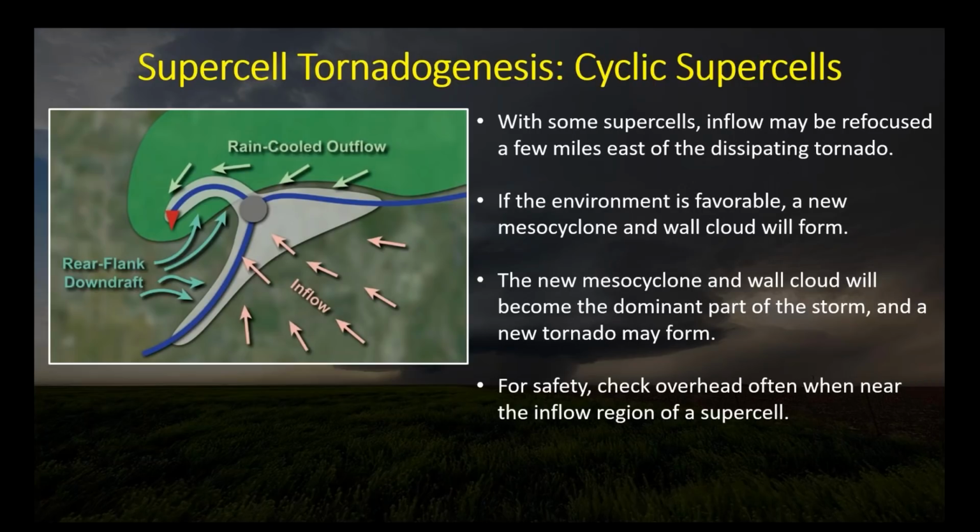Now, with some supercells, the story doesn't end there. Instead, inflow may be refocused a few miles to the east of the dissipating tornado, and if the environment is favorable, a new mesocyclone and wall cloud will form. The new mesocyclone and wall cloud will become the dominant part of the storm, and a new tornado may form. For safety, you need to always check overhead, often when near the inflow region of a supercell. Situational awareness is important when storm spotting. And you can see on the diagram there, we have the old tornado and now the new tornado.